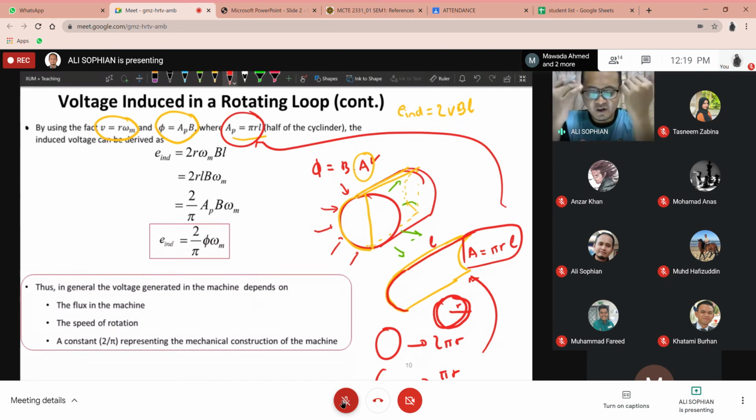Okay, so again, you need to know what the assumption is. The assumption is that we are entering into half of the cylinder, and that's why the area that we need to find is the area of half of the cylinder. Just the side, not the front and the back sides. Okay, so that's where the pi R comes from.